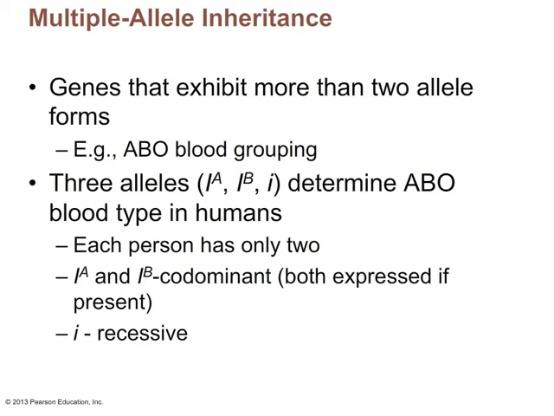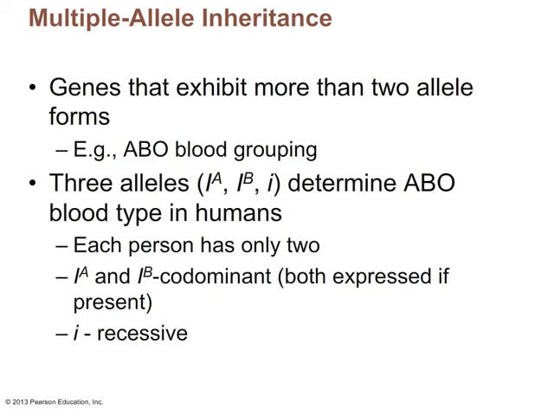And so a good example of multiple allele inheritance is blood typing. That is our ABO blood groupings. So there are three different alleles that determine blood type. You can either have an I^A, an I^B, or a little i. And so each person will only have two of these alleles, and so their blood type will be determined by which of the two alleles they have.